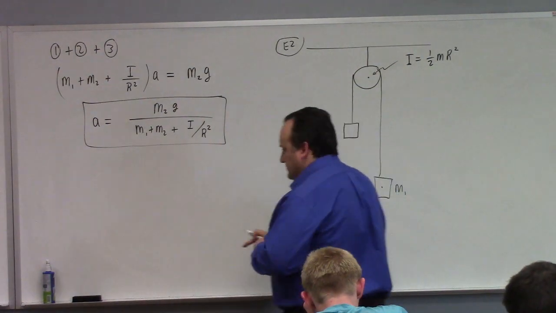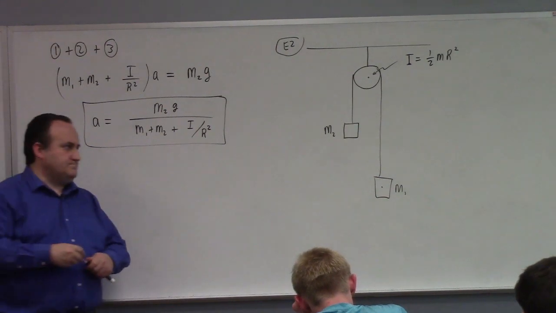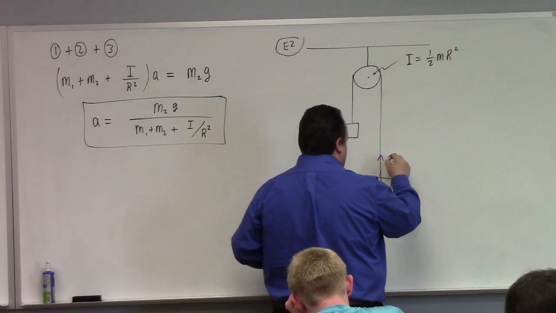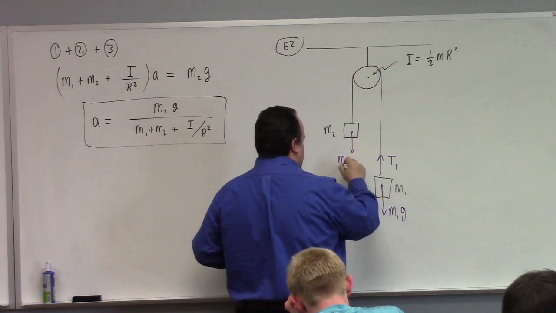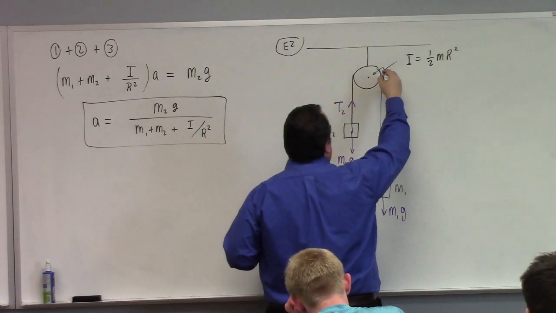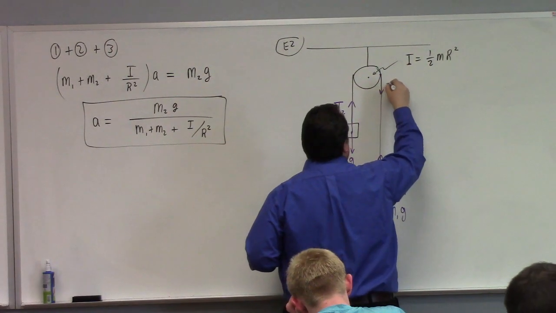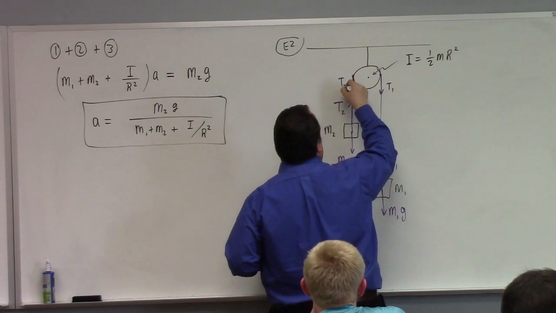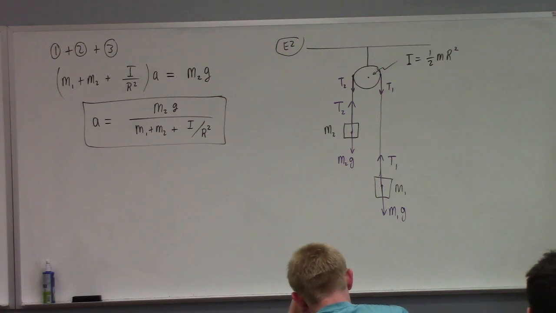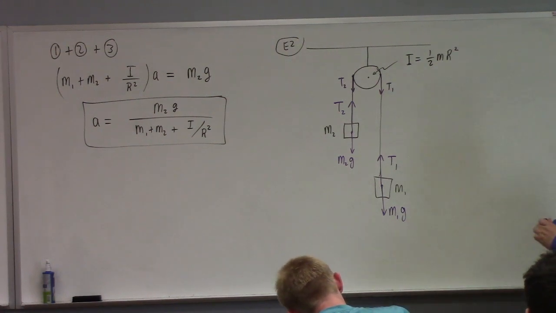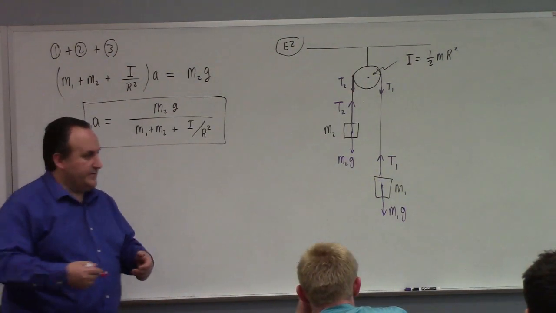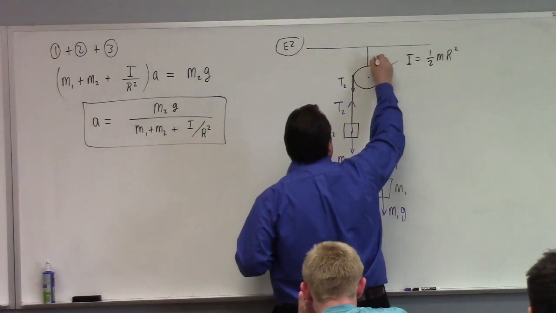This is almost the same as the previous example, so I'll go through it quicker. We'd have m1g down like this, T1 up like that. Over here we'd have m2g like that, and T2 up like that. On the pulley, we'd have a T1 on this side and a T2 on that side. However you want to define it, I tell you what, just for the sake of experience, let me define A to be positive in the other direction. This time I'm going to make A be positive this way, okay?